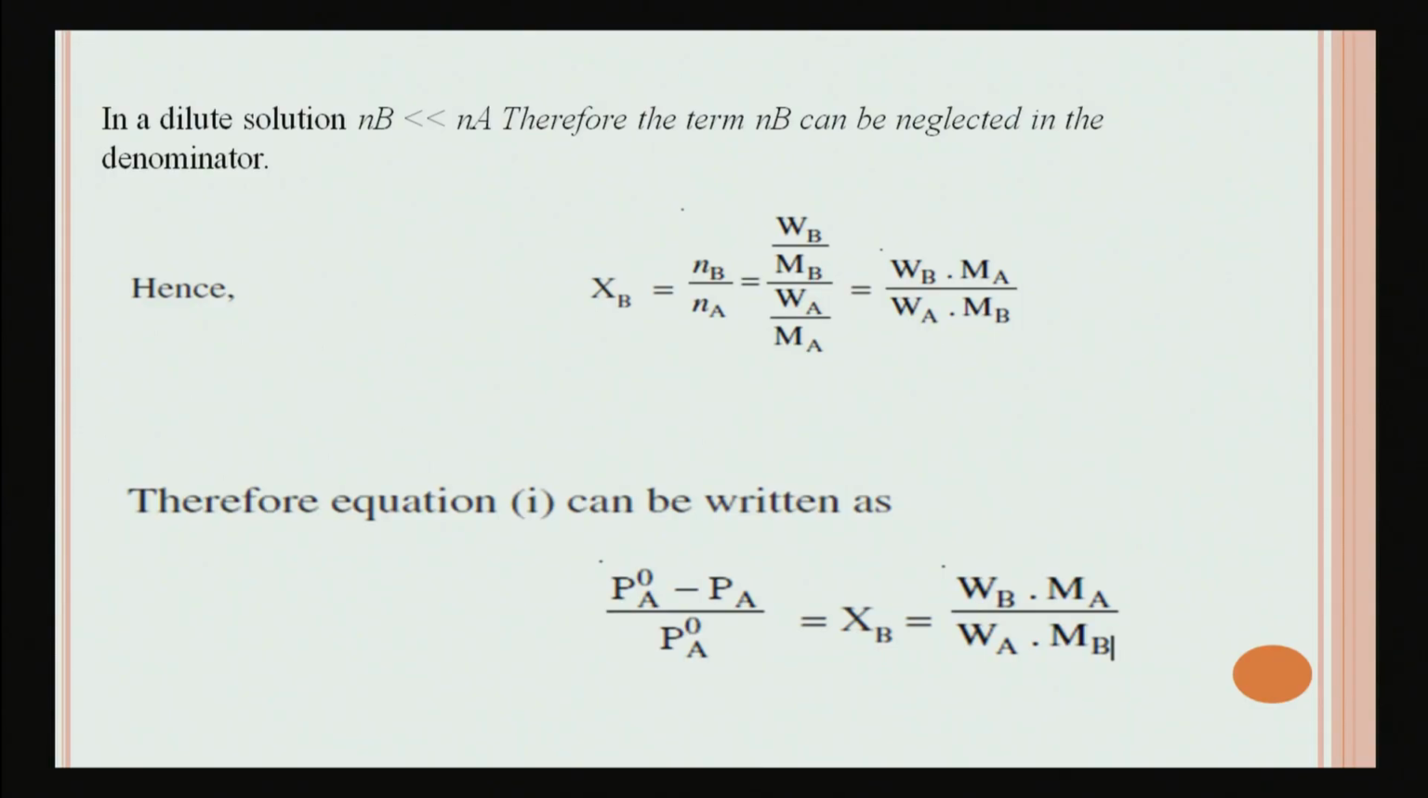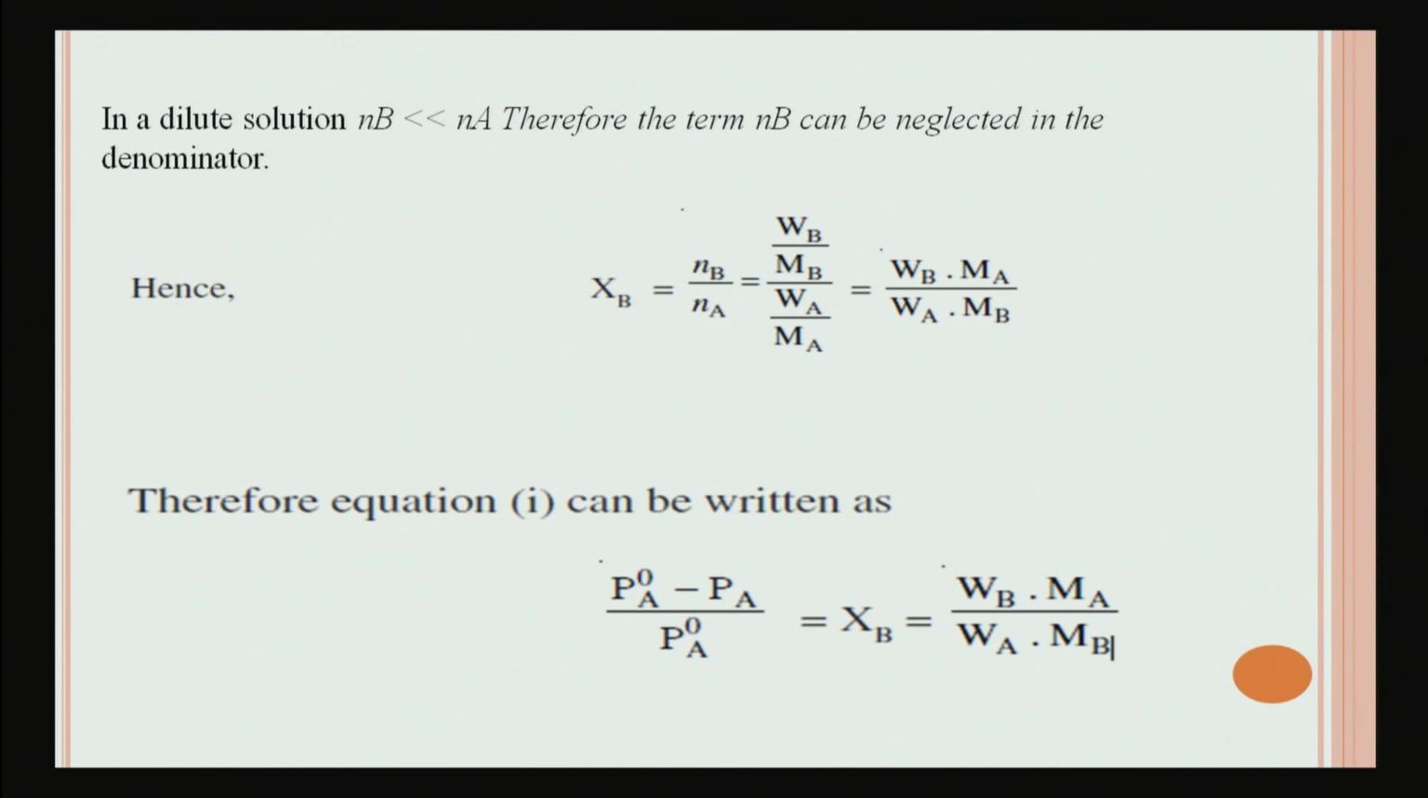Now, here in the dilute solution, you know that NB is very much less than NA. Therefore, the term NB can be neglected in the denominator, since the solute is very less. So, there we can say XB is equal to NB upon NA, where WB upon MB is equal to WA upon MA, because we know the number of moles is equal to W upon M. Now, WB into MA upon WA into MB.